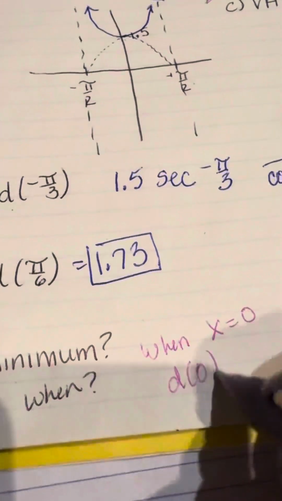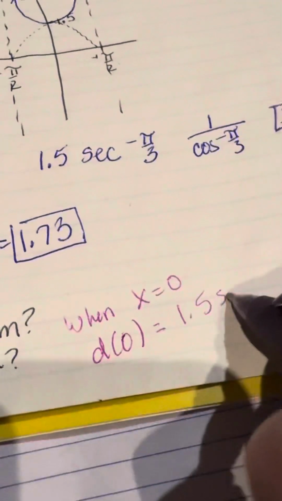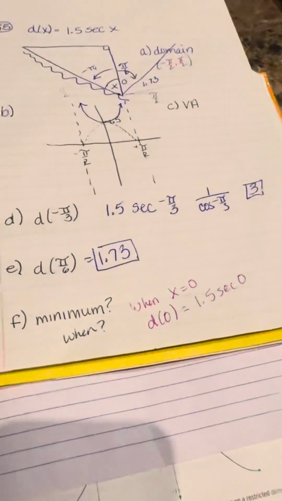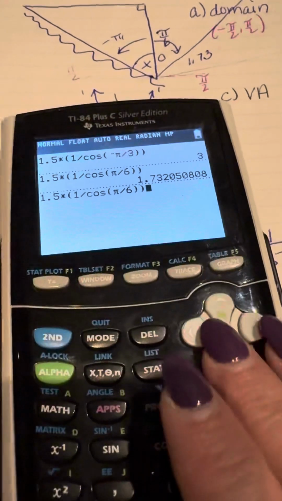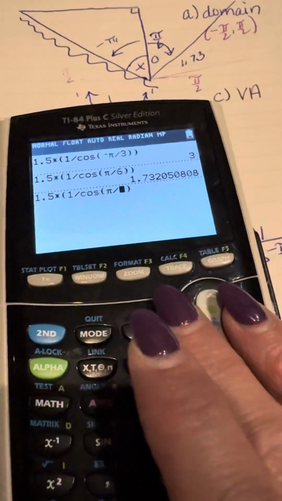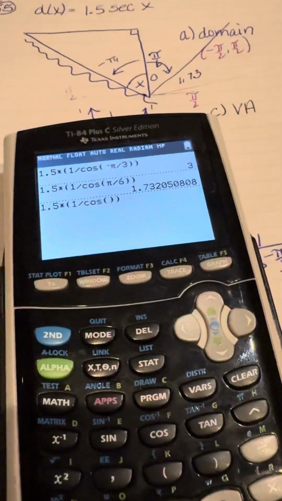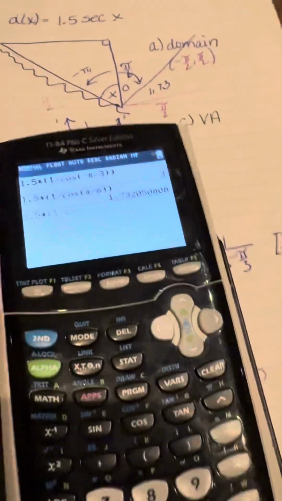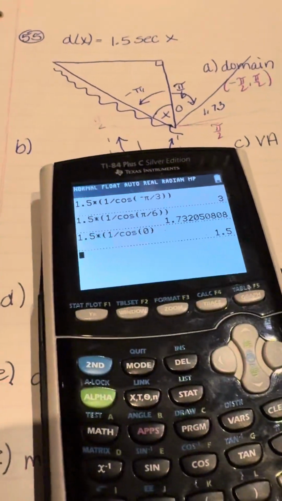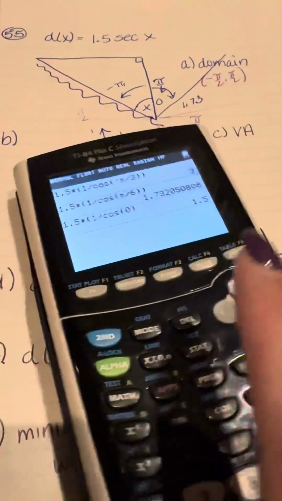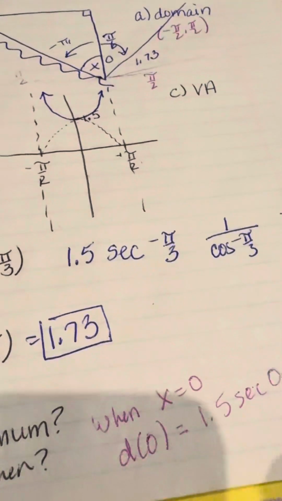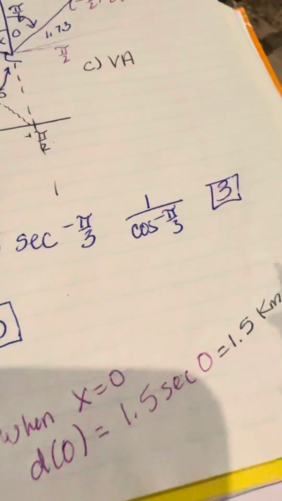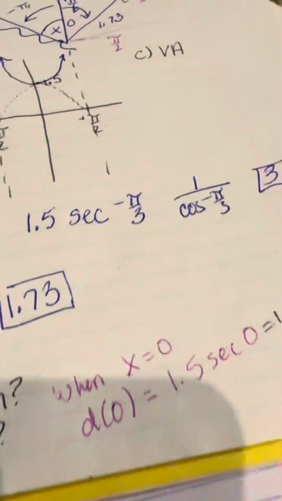So what we're going to do is find d of 0. So we're going to have 1.5 times the secant of 0. Once again, I'm going to come over here, copy that, replace this cosine with 0, and then hit enter, and it's 1.5. So that's 1.5 kilometers away. That's the minimum distance, and it happens at 0.